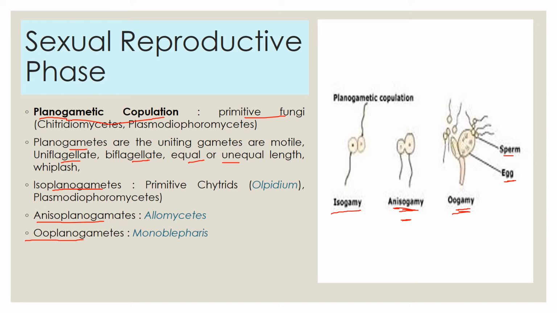And this planogametic copulation, both aniso and oogamy, are mostly found in the lower fungi or the primitive fungi, the phycomycetes, that is, the fungi that are mostly present in aquatic environment.